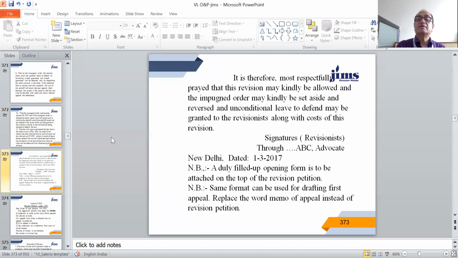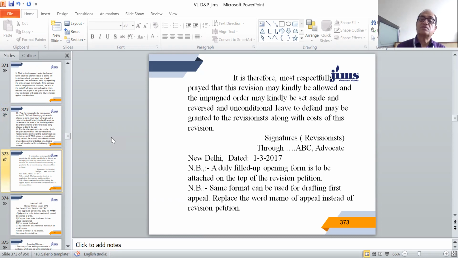So the prayer is to be drafted like this. It is therefore most respectfully prayed that this revision may kindly be allowed and the impugned order may kindly be set aside and reversed. An unconditional leave to defend may be granted to the revisionist along with cost of this revision.